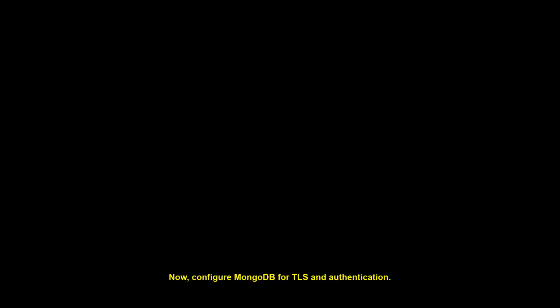Now, configure MongoDB for TLS and authentication. Create a directory for your certificates with mkdir /etc/ssl/mongodb. Generate a self-signed certificate using OpenSSL. Run the command to create the private key and certificate. Make sure to set the proper permissions for the key file.